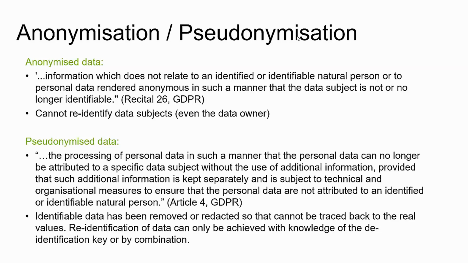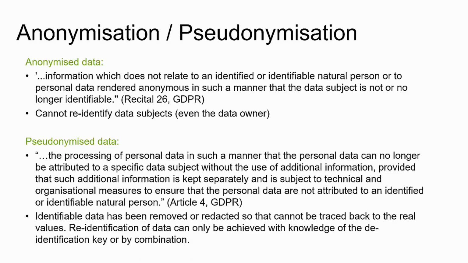Yeah, thank you, Maureen. So we're looking here at the difference between these two terms, and I copied their official definition under GDPR, the General Data Protection Regulation. So what is anonymized data? Information which does not relate to an identified or identifiable natural person, or to personal data rendered anonymous in such a manner that the data subject is not or is no longer identifiable.